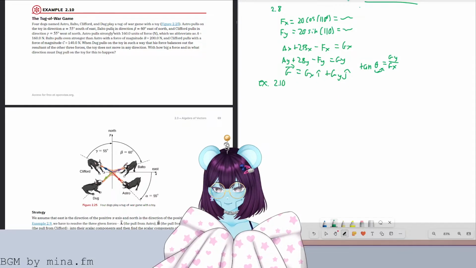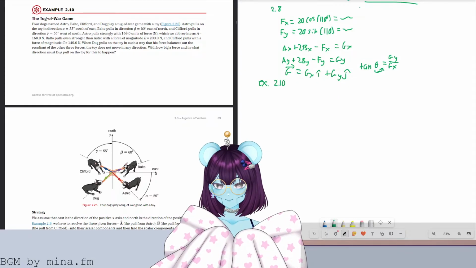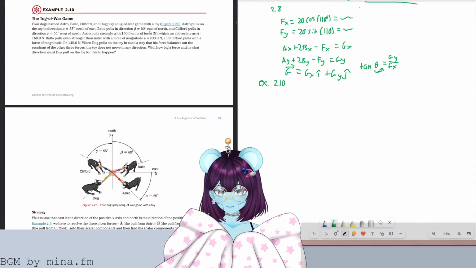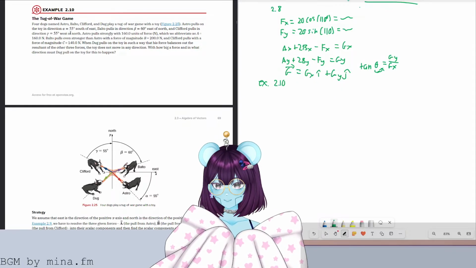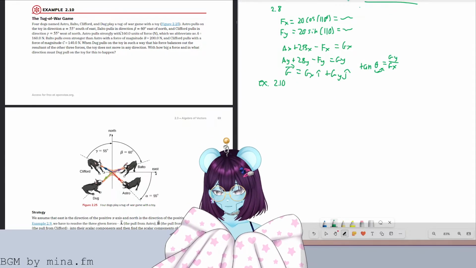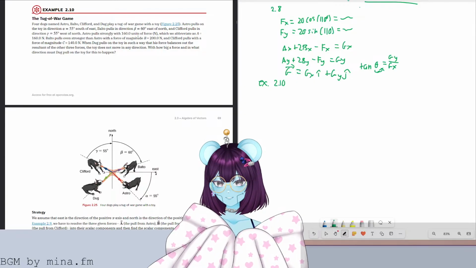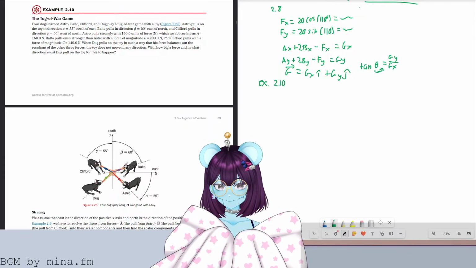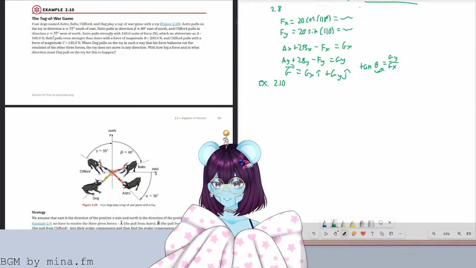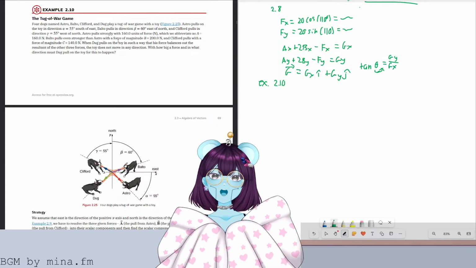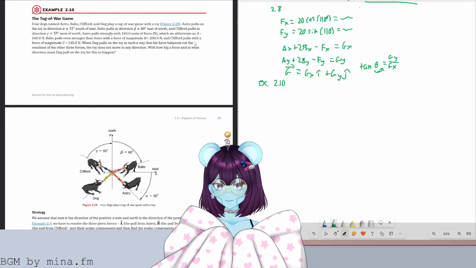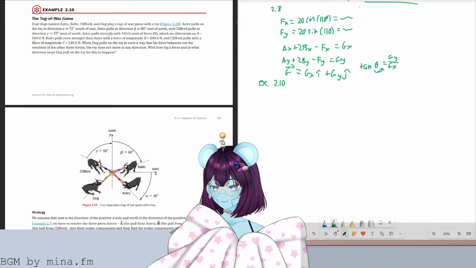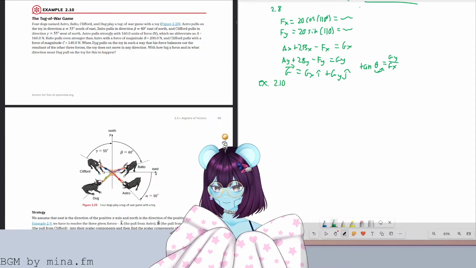Balto? I'm going to call him Balto. I think that's how you say it. Balto pulls in the direction 60 degrees east of north, and Clifford pulls in the direction 55 degrees west of north. Astro pulls strongly with 160 units of force, so newtons, which we abbreviate as 160 N. Balto pulls even stronger than Astro with a force of 200 newtons, and Clifford pulls with a force of magnitude 140.